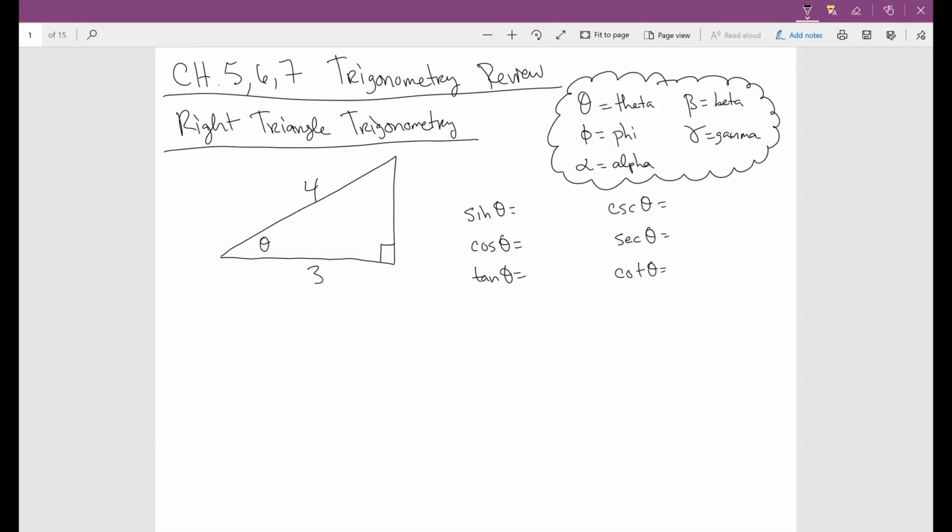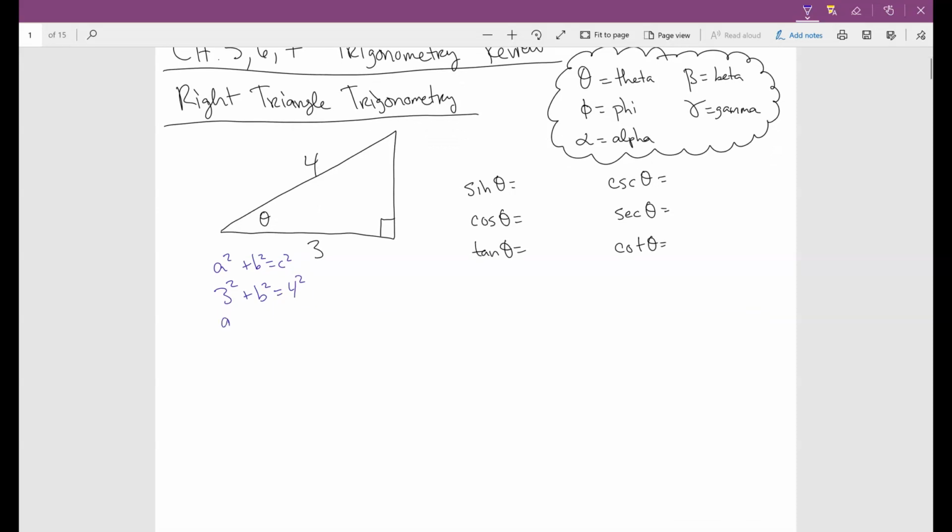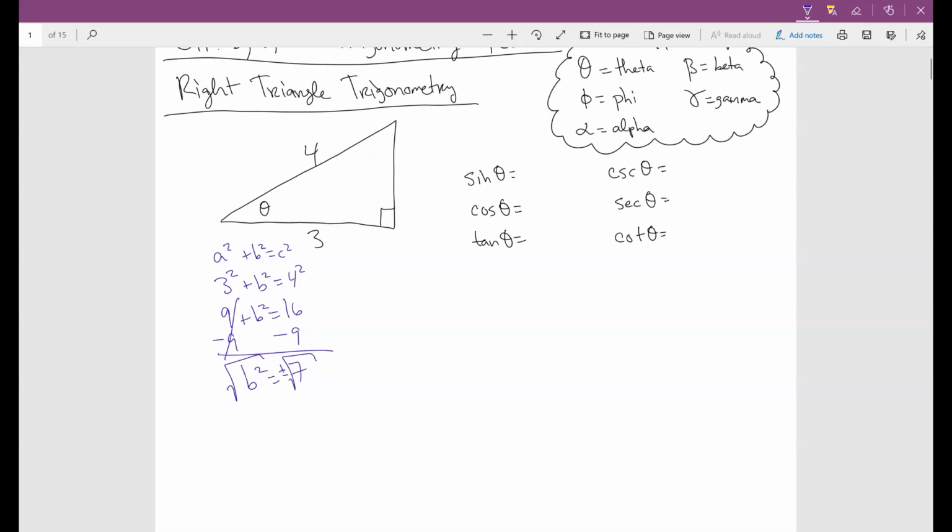The first thing we need to figure out is what this side is. In order to find that side, we have to use the Pythagorean theorem. Remember, a squared plus b squared equals c squared. So you get 3 squared plus b squared equals 4 squared. This 3 squared gives me 9, plus b squared equals 16. I'm going to subtract the 9 over. So b squared is equal to 16 minus 9, which gives me 7. I'm going to take the square root of both sides. But remember, when I take the square root, I put plus or minus. In this case, it doesn't matter because it should be the positive square root of 7, because the triangle should have a positive length. When we get to a triangle in a quadrant plane, then it can be negative.